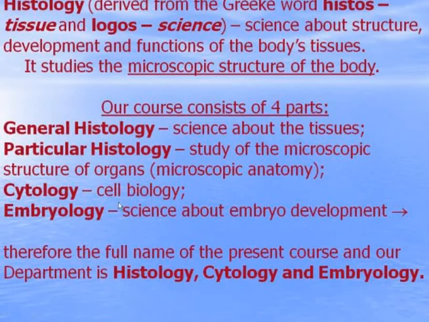We will start with cell biology, then we will study general histology: epithelial, connective tissue, muscle tissues, and nervous tissues. Then we move to particular histology. We will study the structure of all organs of the body. And finally, you will study embryology to understand the source of development of tissues and organs in embryogenesis.